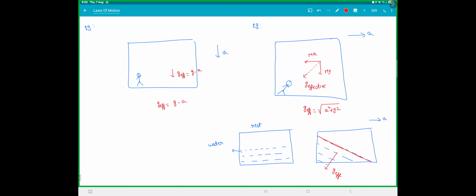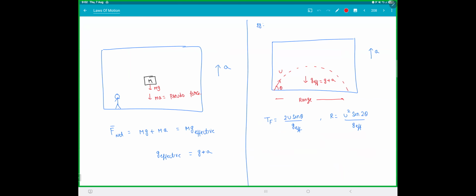Is this concept clear, everyone? G effective. Any doubts on this? Effective gravity. Because Max doesn't care whether it is G or A. For Max, it is simply just a number.